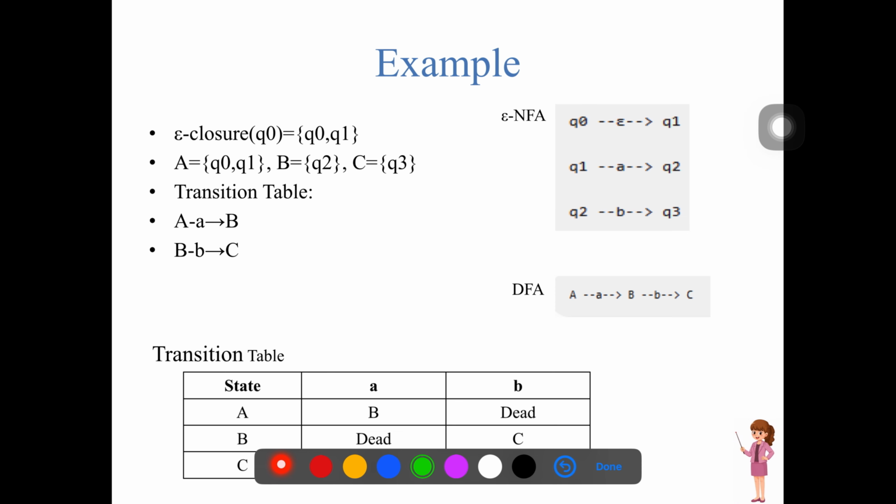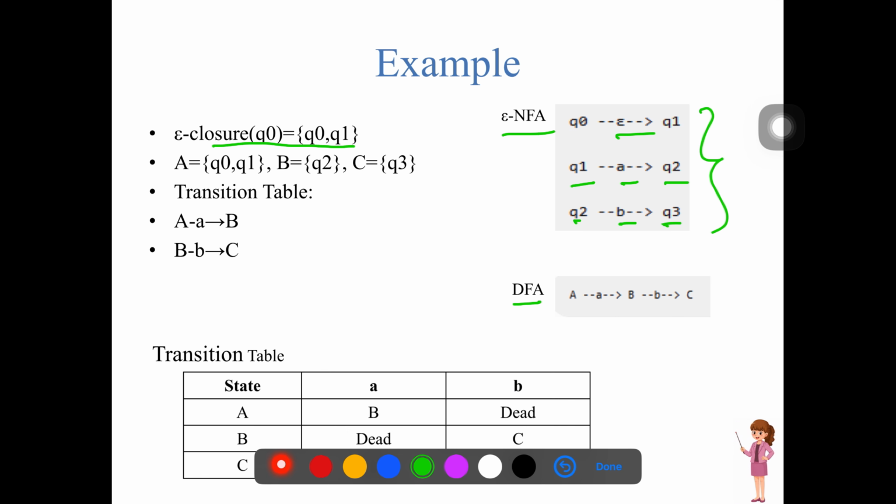So epsilon-closure of 0. You can see on the right hand side one diagram. Epsilon-closure of Q0, epsilon transition to Q1, Q1 transition a to Q2, Q2 transition b to Q3. This is the epsilon non-deterministic finite automata, which is converted into the deterministic finite automata.